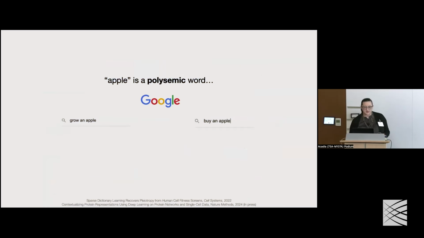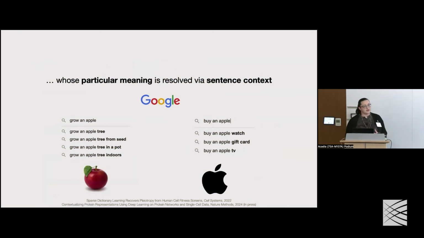And the motivation here is kind of outside biology for a moment. So let's just look at the word apple. We all know that apple is a polysemic word, meaning that we can either grow an apple, or we can buy an apple. And the meaning of the word apple is resolved by sentence context. So we need to look into the surrounding words that the word apple occurs with or appears within a specific sentence in order to understand what is the meaning that was intended by the speaker or the writer when they use the word apple.